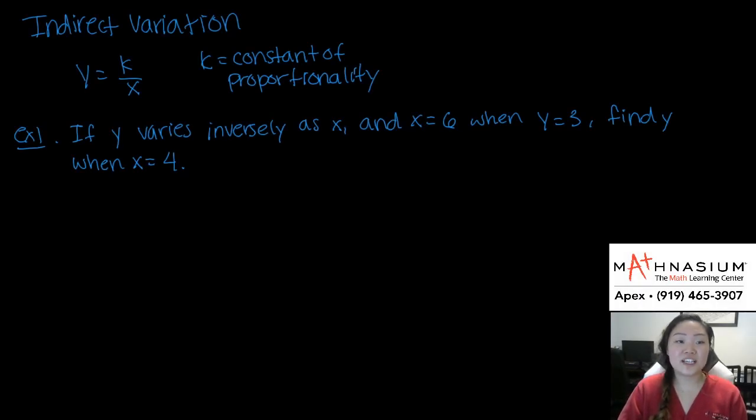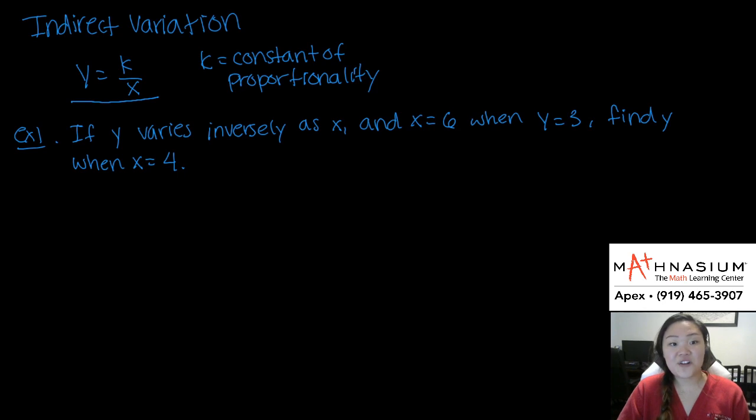Today we're going to be talking about indirect variation, working through a couple of example problems together using indirect variation. And the first thing that I want to point out when working with indirect variation is our equation that we would use, y equals k over x, y equals k divided by x, where k is our constant of proportionality, can also be called our constant of variation.